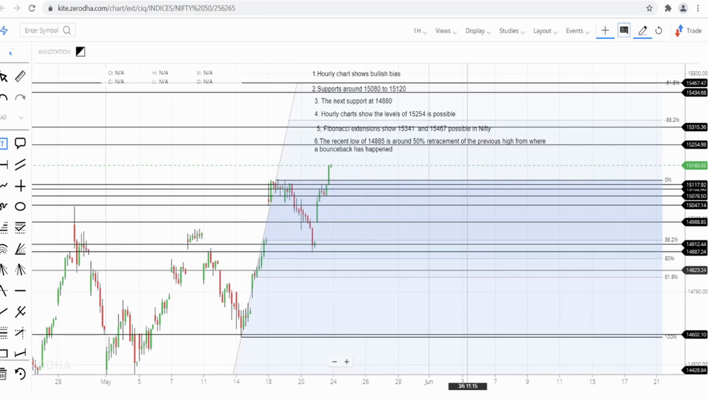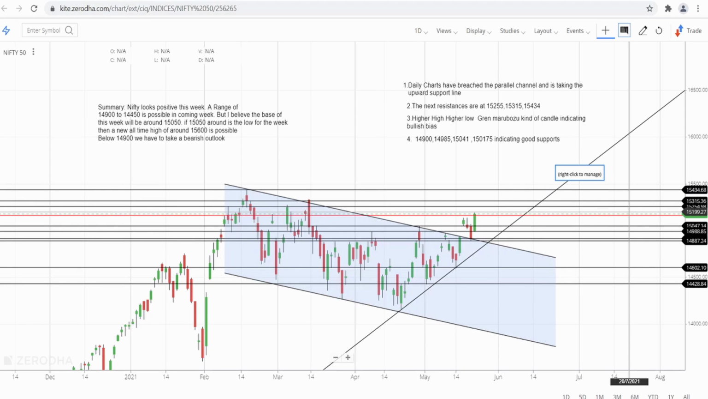Hourly charts show the level of 15,254 is very much possible very soon, and the Fibonacci extensions are showing that 15,341 and 15,467 are possible in Nifty. So we have drawn those extensions, and we have seen that these two levels are possible. The recent low of 14,885 last week on Thursday is around the 50% retracement of the previous high from where a bounce back has happened. That is a good bounce back, and this can be considered a very strong support, and from there we can expect the levels mentioned in the Fibonacci extensions using the hourly chart.